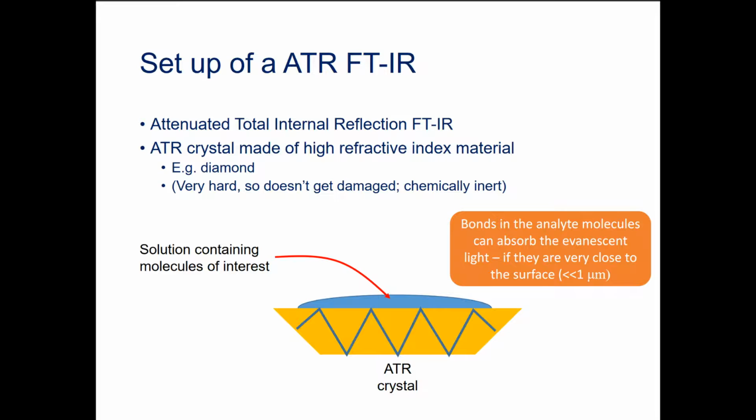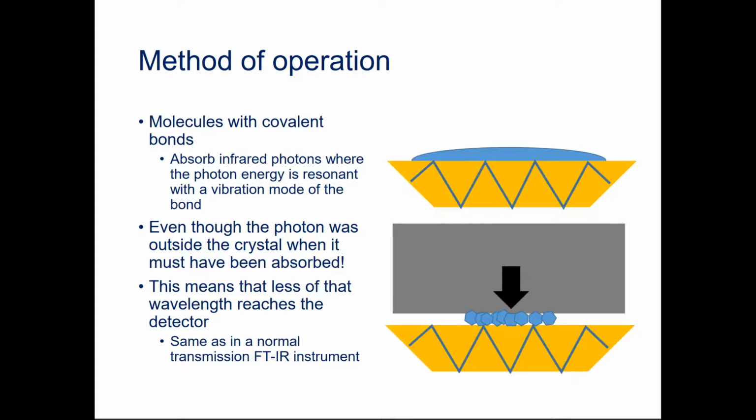The beam of light that runs through the crystal then loses photons due to the bonds in the analyte molecules absorbing the evanescent light. However, crystallized samples are mostly too far away from the surface to absorb any light, and so a metal anvil is used to force the crystals against the ATR surface, meaning they are now close enough to absorb the light. Now we will talk about the method of operation.